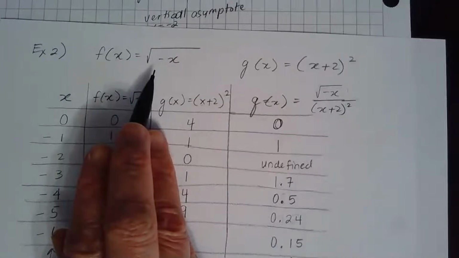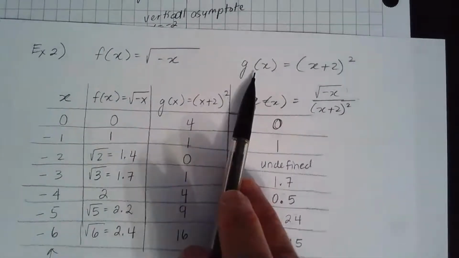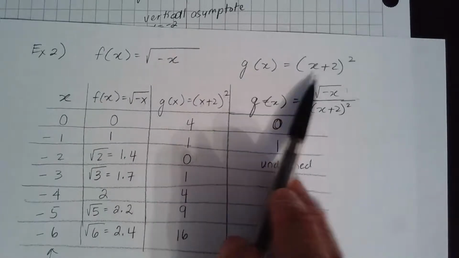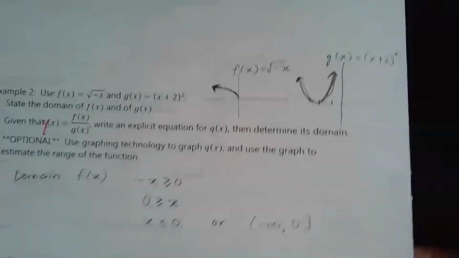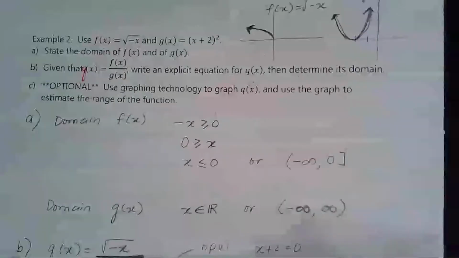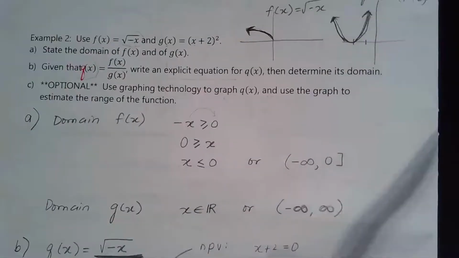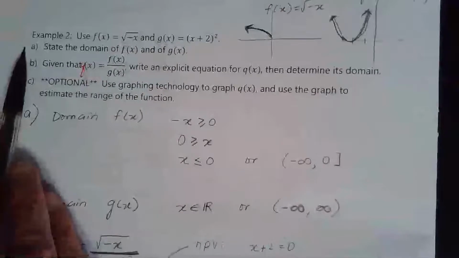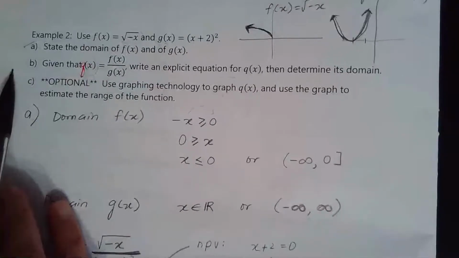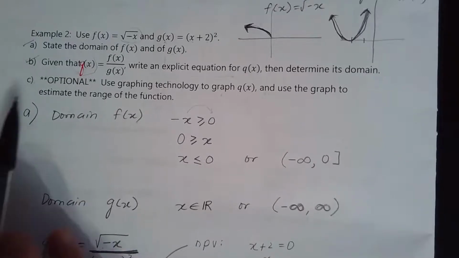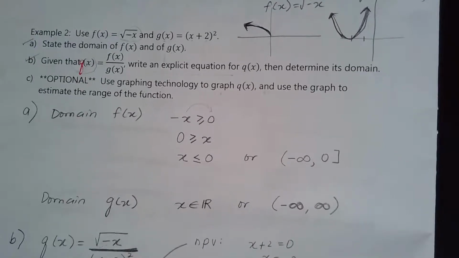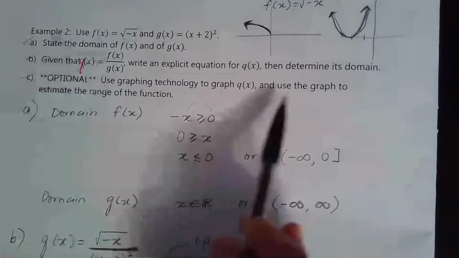equals the square root of negative x, divided by the g of x, which is x plus 2 squared. Okay, so what have we done? We've done example 2, state the domain and range. We've done writing the explicit equation and then determining its domain. And then the optional, which is graphing.